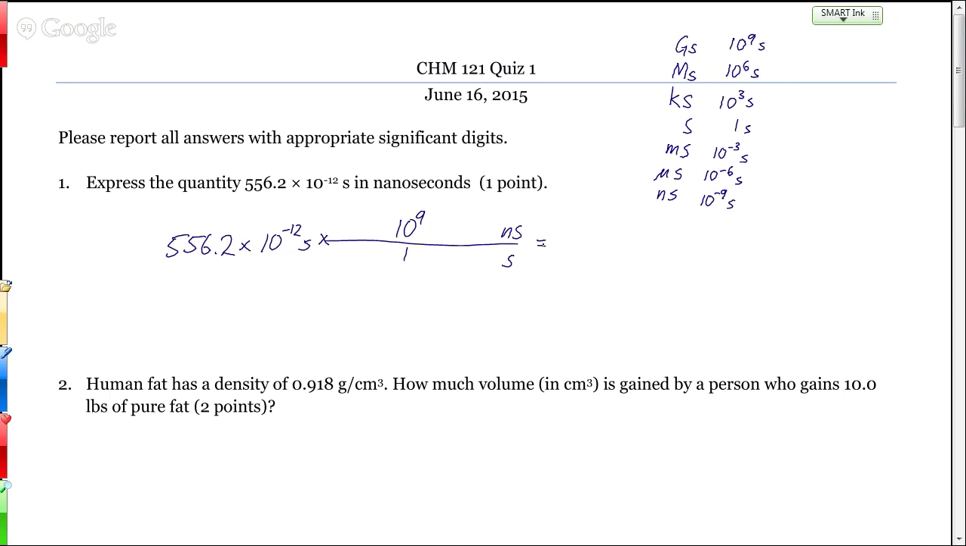All right, so 10 to the minus 12 times 10 to the 9th is 10 to the minus 3. So that means we have 556.2 times 10 to the minus 3 nanoseconds. Okay. And really, once you get used to this, you probably don't even need to set up the conversion. You can just move the exponent down by however many or up by however many you need to do that unit conversion. That's what makes the metric system so convenient. All right, any questions on that conversion?